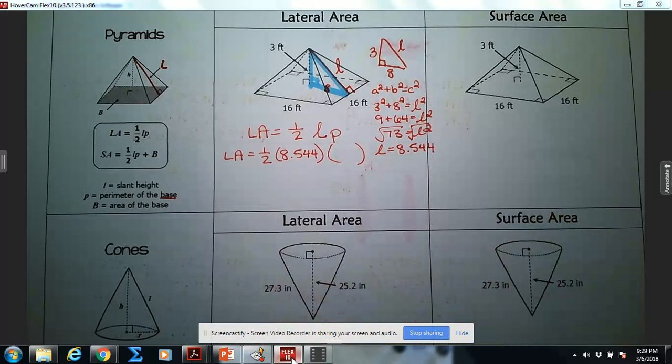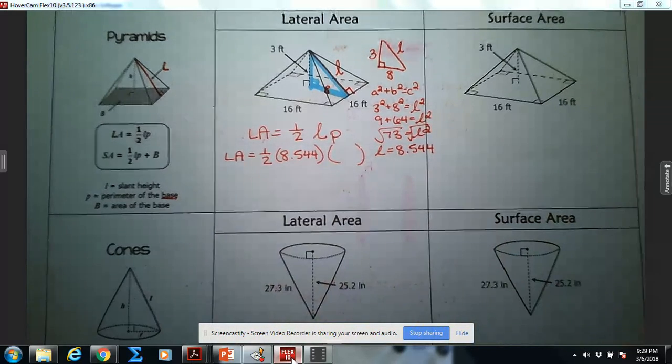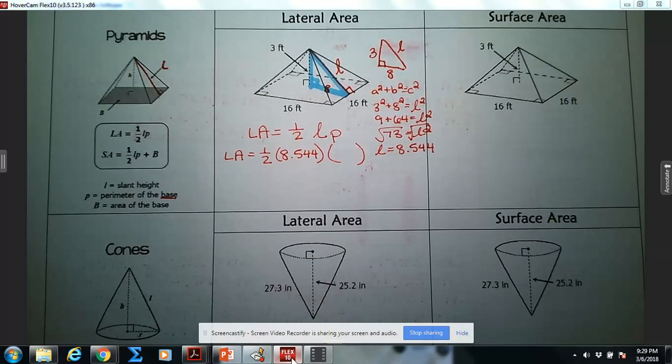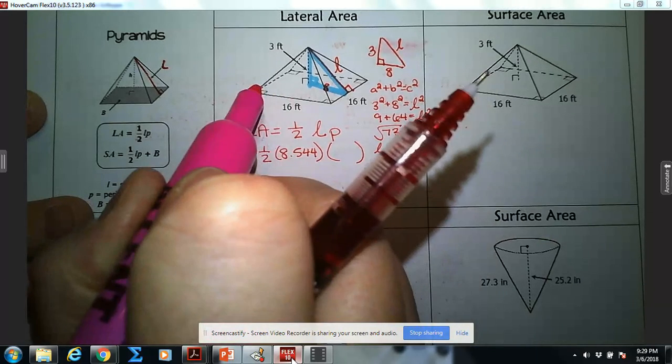All right, now hold on one second. Now we have to think a little bit about how to find the perimeter. Remember, this is the perimeter of the base. So I'm going to outline the base in pink.